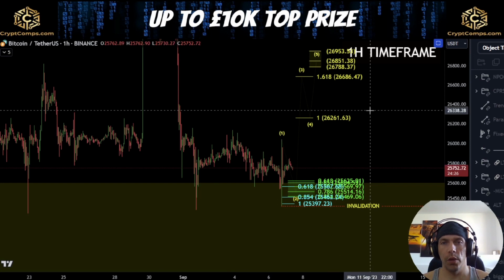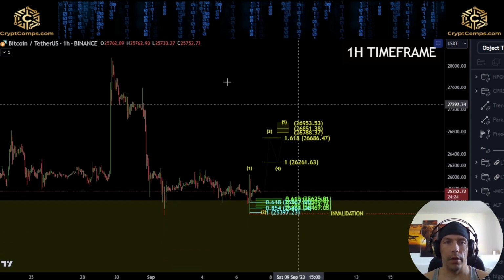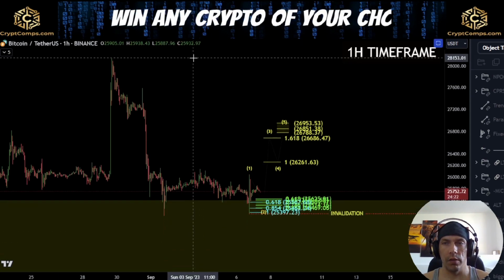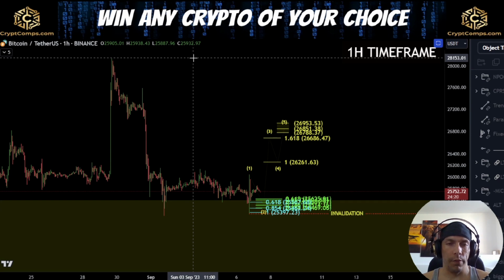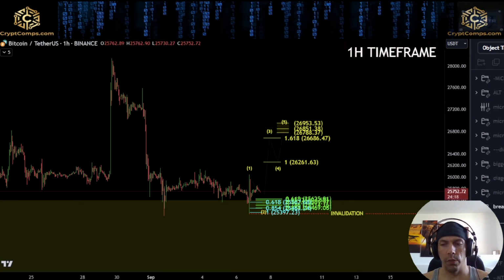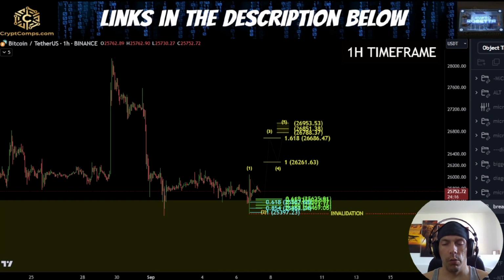So we need to be careful until we start to break above, like I said, these highs here, particularly this 28,153 level. We need to be very careful of the more bearish potential here, which could be looking to push us to the downside.